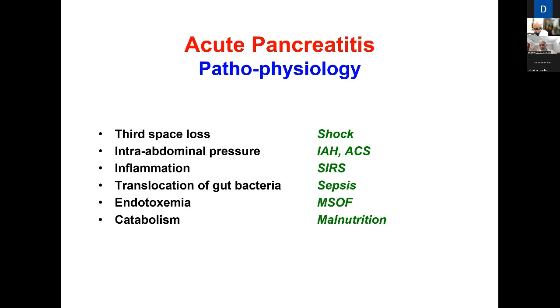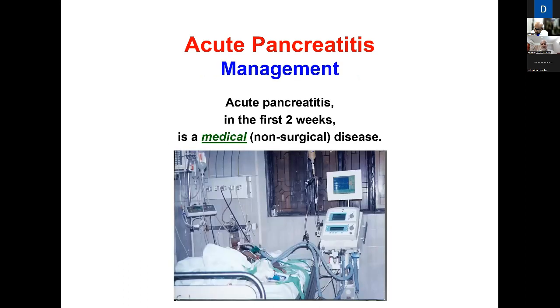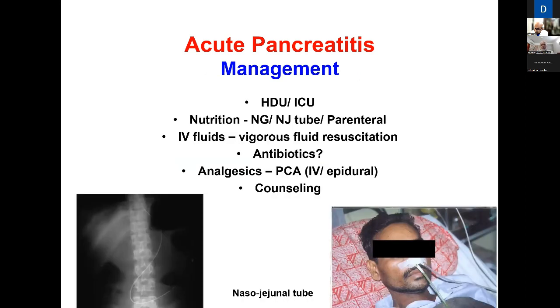So all these things have to be kept in mind and looked after when we manage acute pancreatitis. The management of acute pancreatitis in the first 2 weeks, unless there are early complications, as I mentioned earlier, is largely medical. So it's a non-surgical disease, and it includes basically organ support.